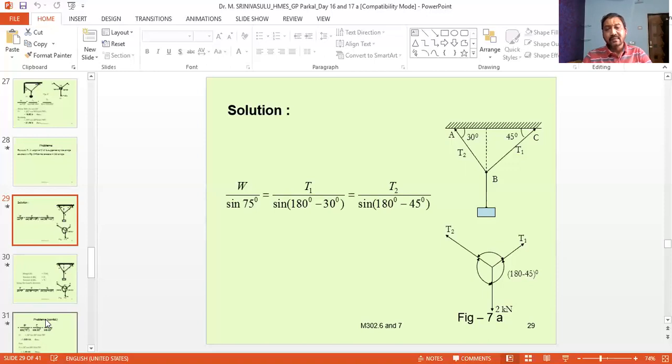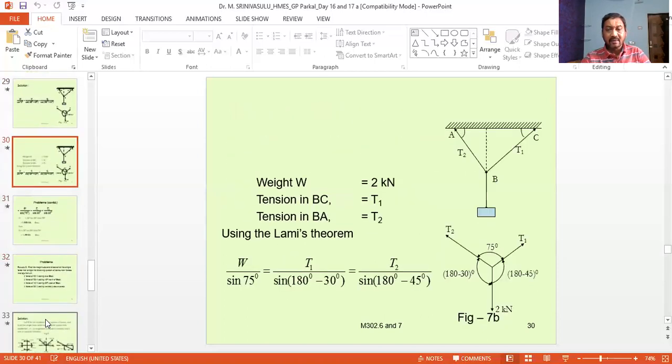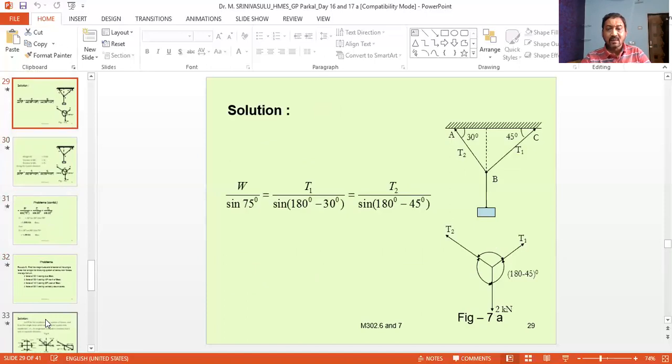But here what is happening is, in the problem, 30 degrees has been shown, but you can take it as 60 degrees. By mistake he has mentioned 30 degrees, but the correct one is 60 degrees at the point A.